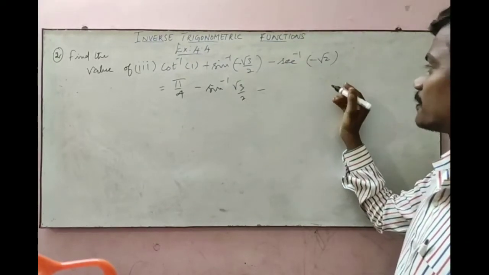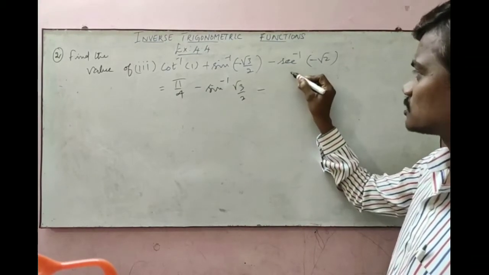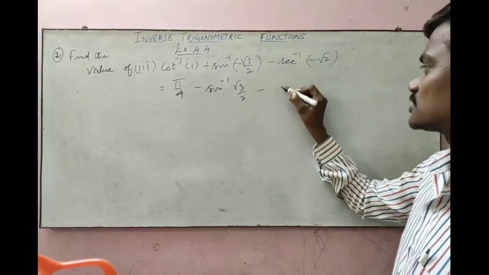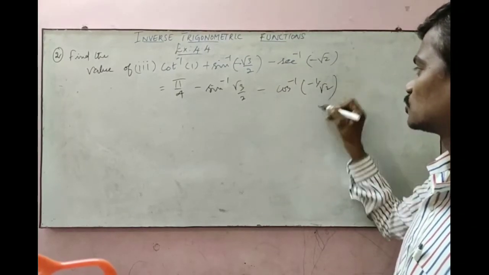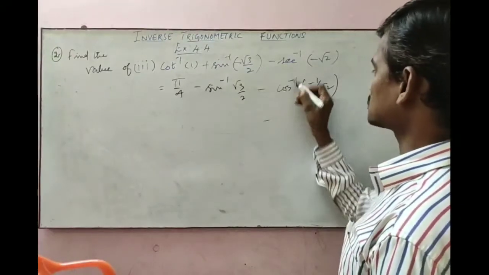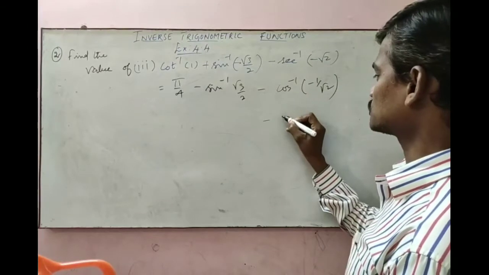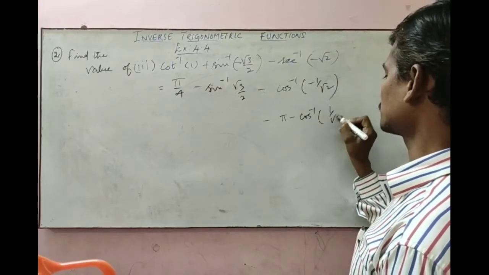We can do it straight away. You can use the secant inverse as cos inverse. Cos inverse of minus 1 by root 2. You can change the secant inverse as cos. So cos inverse of minus 1 by root 2 gives pi minus cos inverse of plus 1 by root 2.